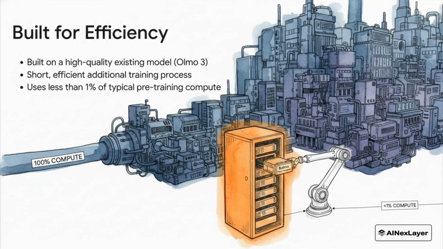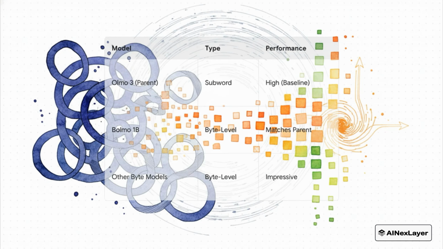Okay, let's start with efficiency. Because Bolmo is just upgrading an existing model, the training process is incredibly fast and cheap. In fact, it requires less than 1% of the massive computing power you'd normally need to train a large language model from scratch. That's an absolute game changer. So what about performance? This chart tells the whole story. You can see the original model, Bolmo 3, sets a really high baseline. And the new model, Bolmo, which is byte level, impressively matches its parent's performance. The key takeaway here is you get all the flexibility of a byte-level approach without a major hit to performance.